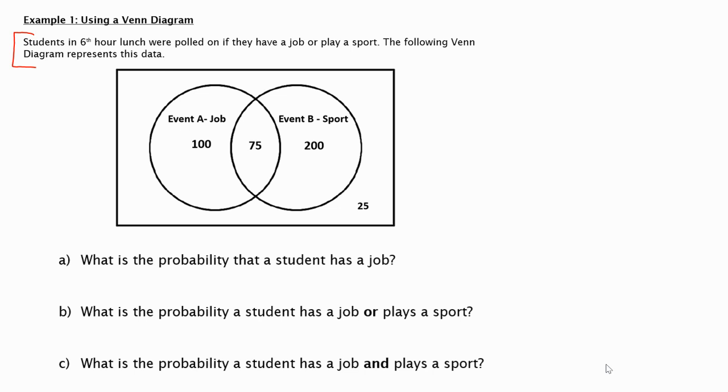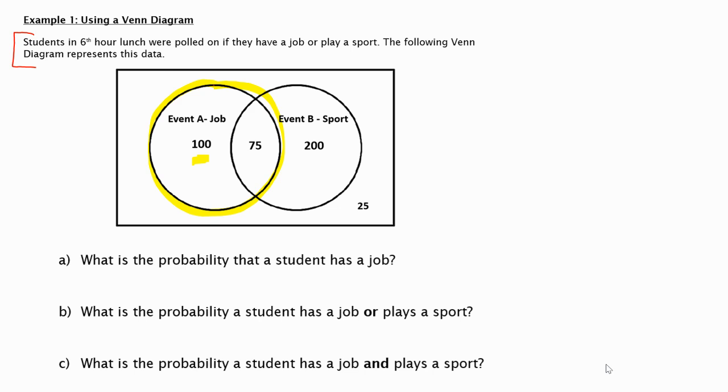For example, example 1 says students in 6th-hour lunch were polled on if they have a job or play a sport, and a Venn diagram is being created for that. To identify what these values mean, event A is defined as students having a job. That means there are 100 students who have a job.